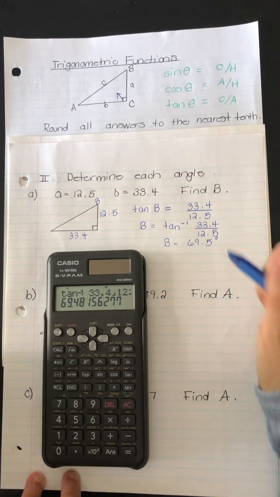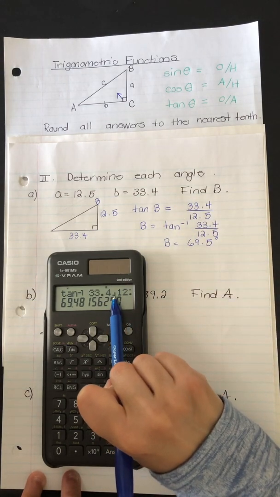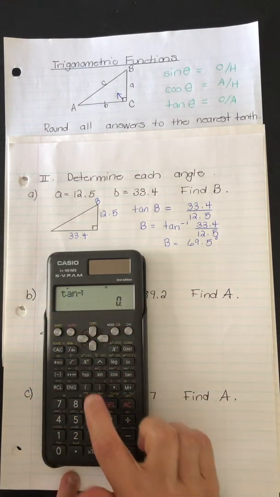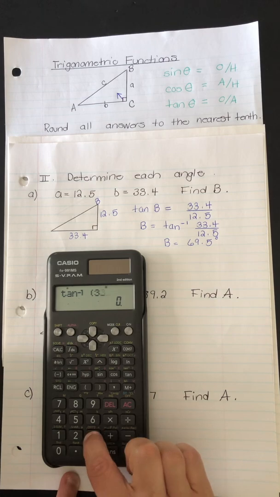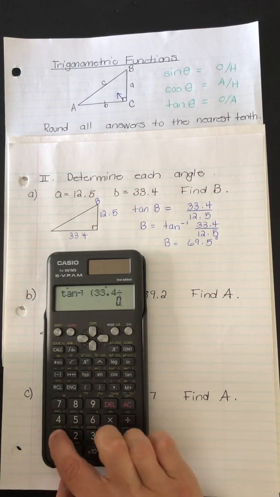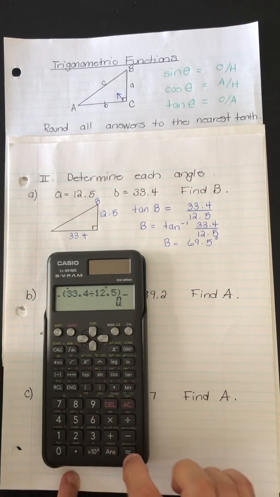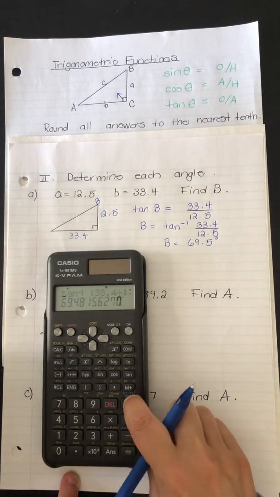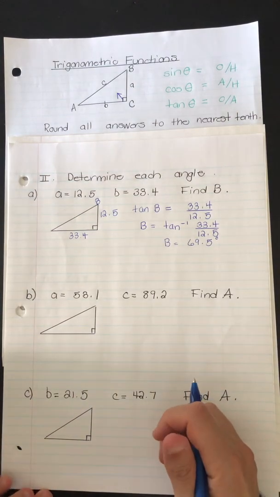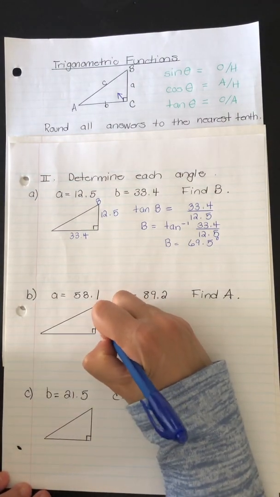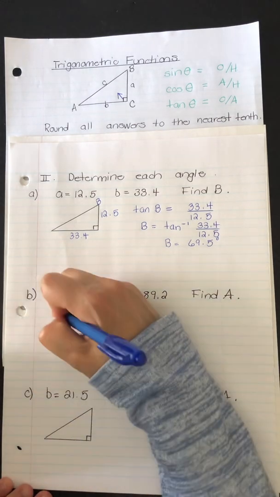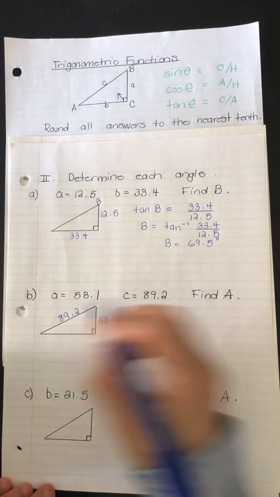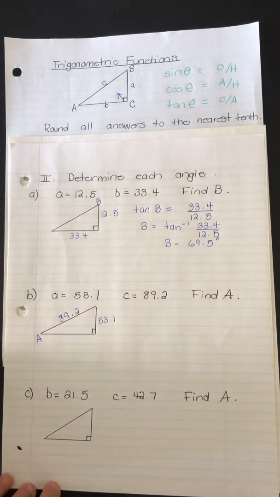Okay, and if you don't want to use the fraction button the way that I did there, you can do it like this. Shift, tangent, but now you'll need a bracket. 33.4 divided by 12.5. So that's another option for you as well. Okay, next one. Let's label side A, 53.1, side C, 89.2. Which angle are we interested in? The lower one, which is A.